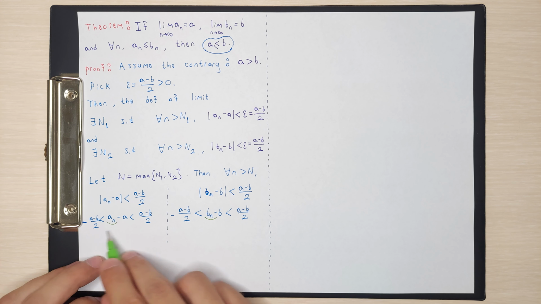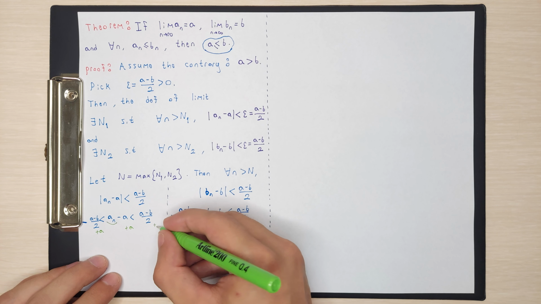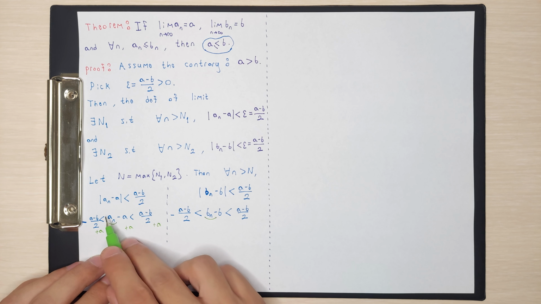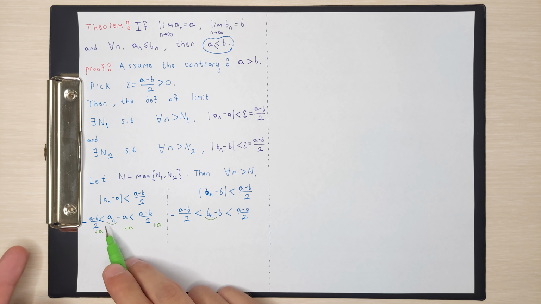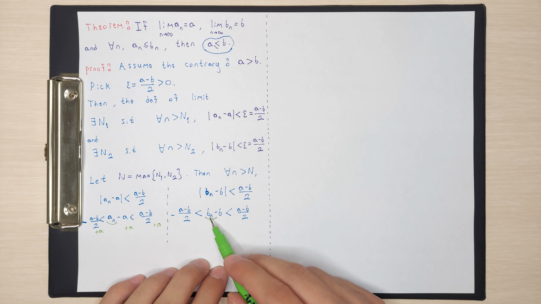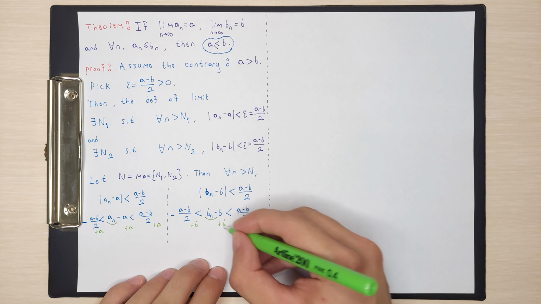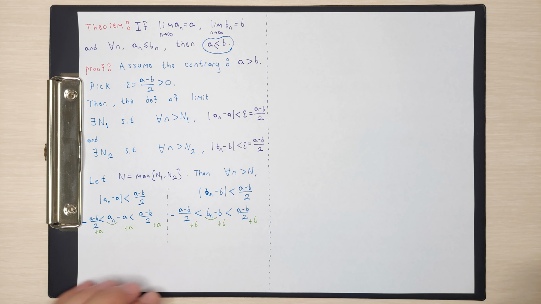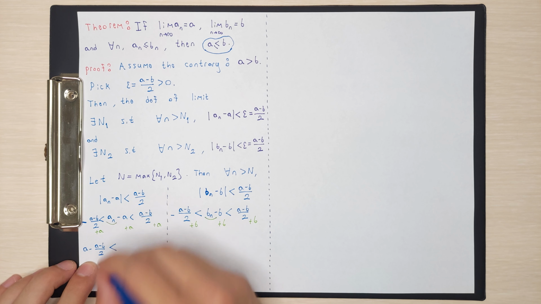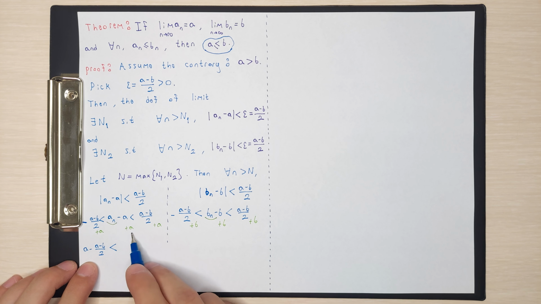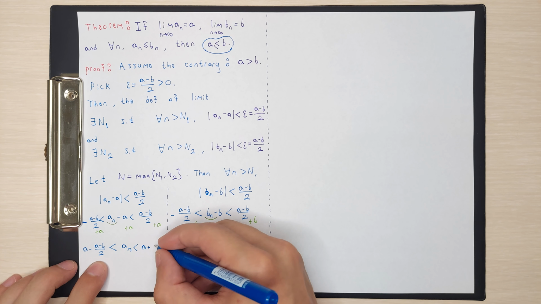So in this inequality, if I add plus a to all sides, I will have only an, right? I will find the boundaries of an. And also I need only bn here, but I have minus b. If I add plus b to all sides, I will get a minus b over 2 less than an minus a plus a. We get an, and also that one.